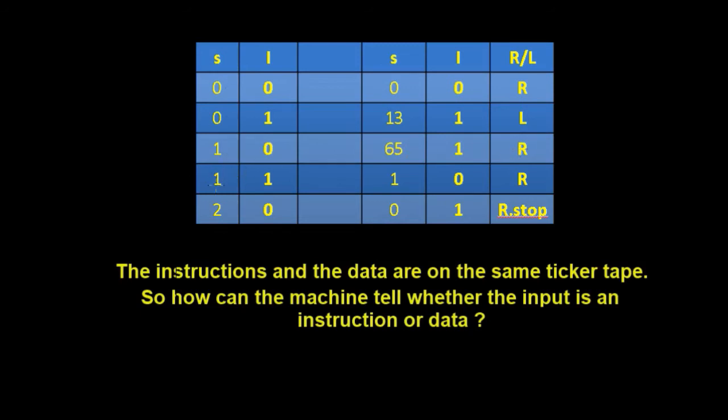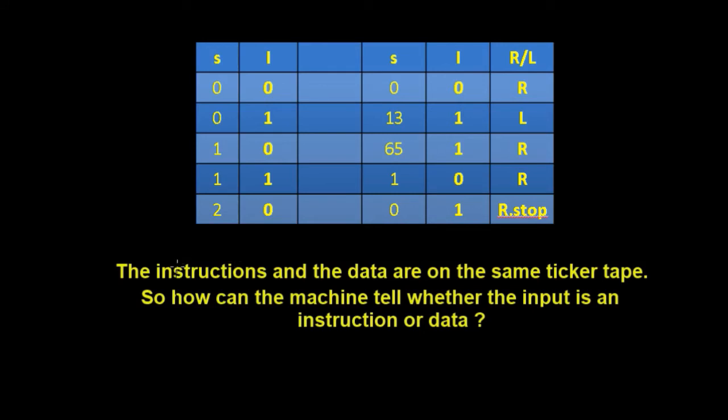If the internal state is a 1 and the input is a 1, then we leave that internal state as a 1 and we change the input to a 0 and we move to the right. If we're in internal state 2, and the input is a 0, then we go to internal state 0 and we change that input to a 1 and we move one position to the right and then we stop. So this is an example of us running through an algorithm in our Turing machine.